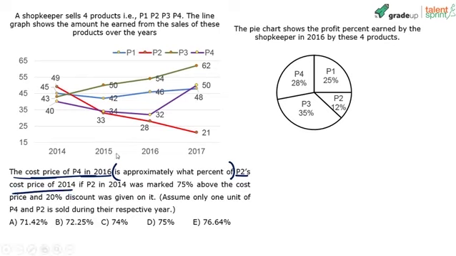What is X in our case? Cost price of product 4 in 2016, divided by what is Y? Cost price of product 2 in 2014, into 100. So this is what we need to find out.